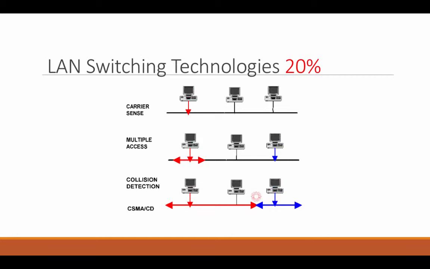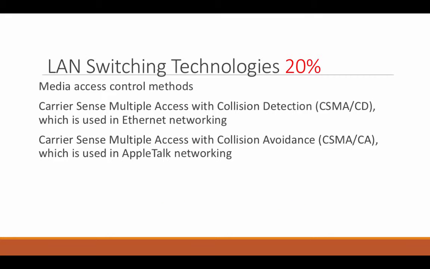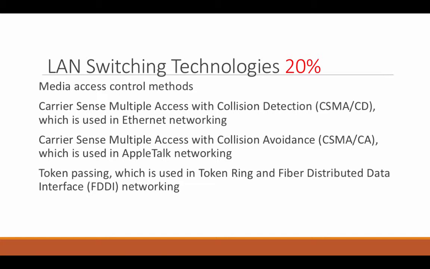Media access control methods are implemented at the data link layer of the OSI model, so we looked at that last time, and then after that you have CSMA-CA, Carrier Sense Multiple Access with Collision Avoidance. It avoids collisions, it does more checks to make sure that there's no signal on the wire before it sends anything, which is mainly used in AppleTalk networking. And then you have token passing, which is used in token ring and fiber distributed data interface networking, or FDDI.